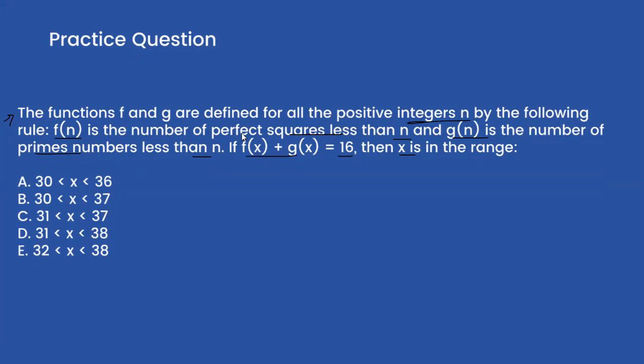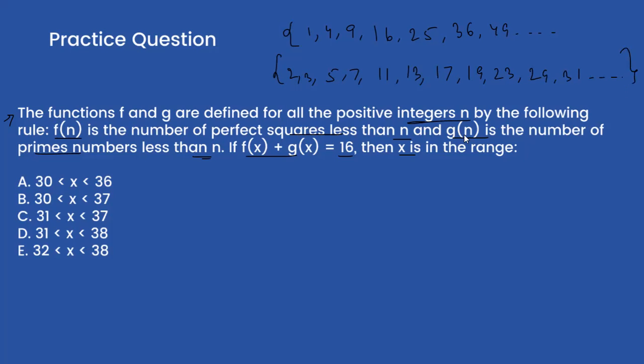So, the first function is related to perfect squares, positive perfect squares. The starting positive perfect square starts with 1, right? 1 square, then it's 4, 2 square, 3 square, 9, 4 square, 16, 5 square, 25, 6 square, 36, 7 square, 49, and so on. The next set is for function g, the number of the primes that are less than n. So what are the prime numbers? Starting with 2, 3, 5, 7, 11, 13, 17, 19, 23, 29, 31, and so on. The list goes on.